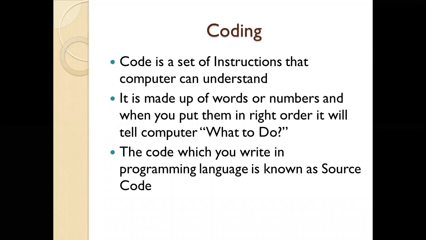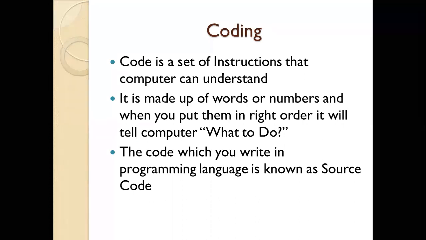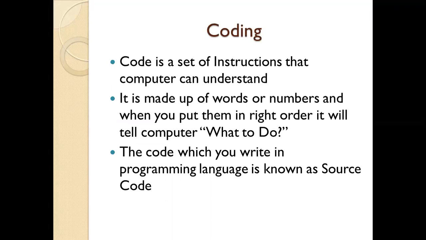So we can write words also, we can write numbers also here, but we have to put it into the correct order so that computer can understand what it has to do. And code which you write in programming language is also known as source code. The instruction which we give to the computer is also known as source code. उसको हम source code भी बोलते हैं.